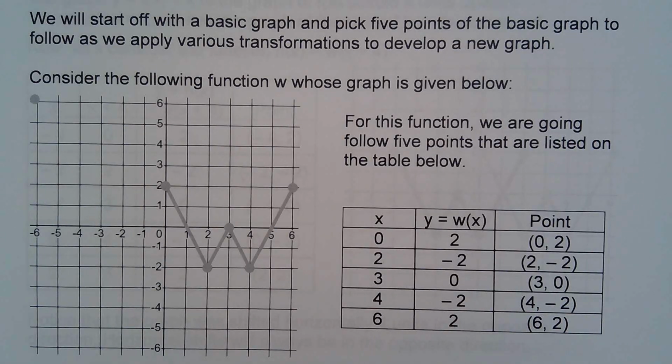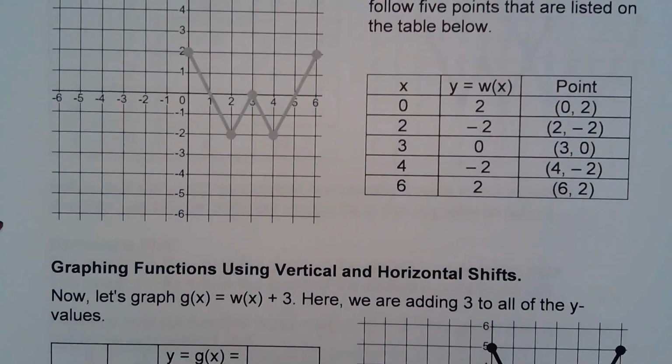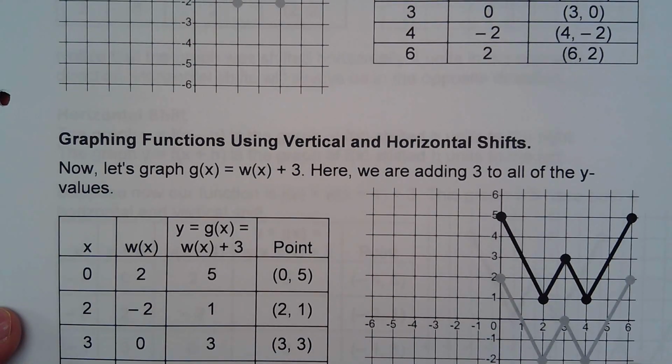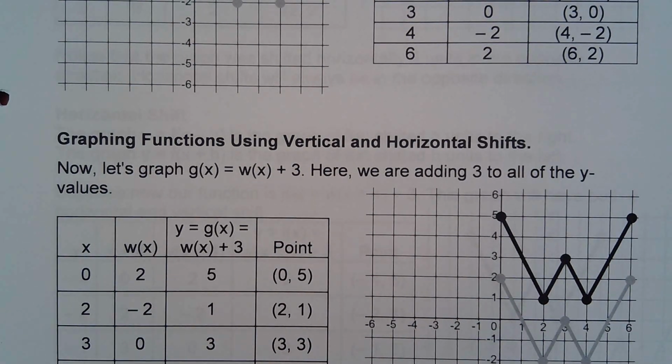Now we're going to apply various transformations to this W function and then see what happens. Let's first look at vertical and horizontal shifts. So let's graph g of x equals w of x plus 3. Here what we're doing is adding 3 to all the y values.